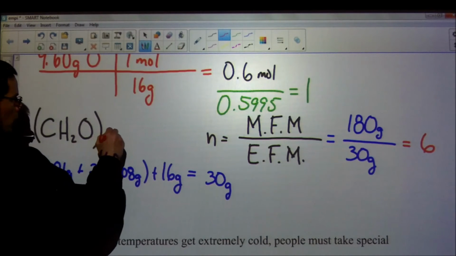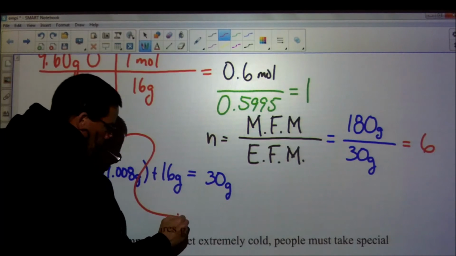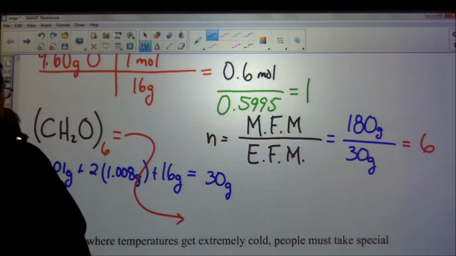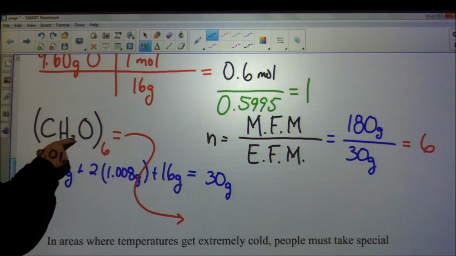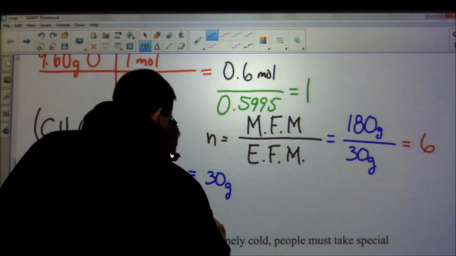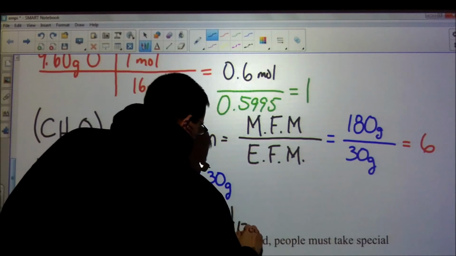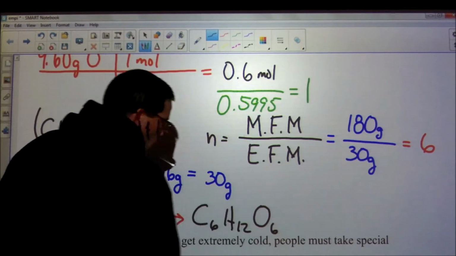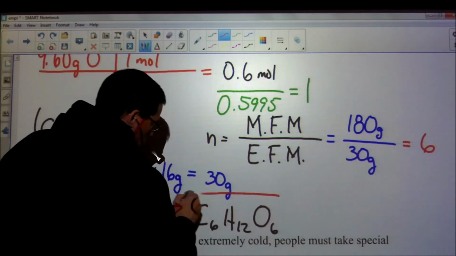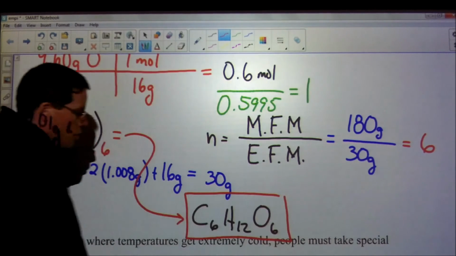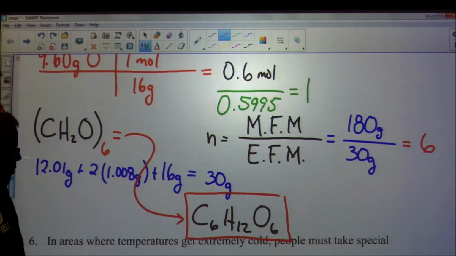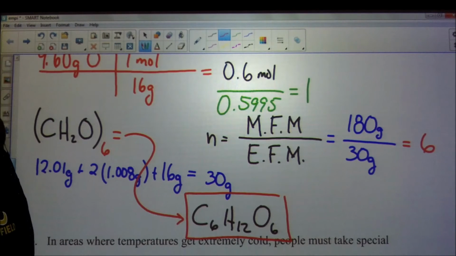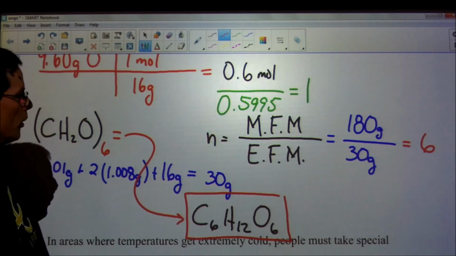So since our N has a value of 6 here, our molecular formula will be, you're going to multiply the 6 by everything in the box. So you have C6H12O6. And I hope that you all come to know that molecule. That should be something that you learned back in biology. That's glucose. That's a very familiar sugar.